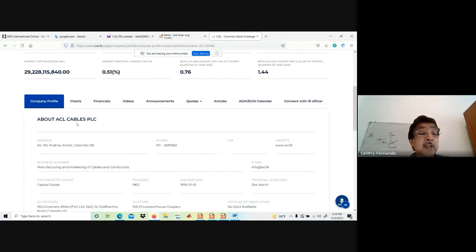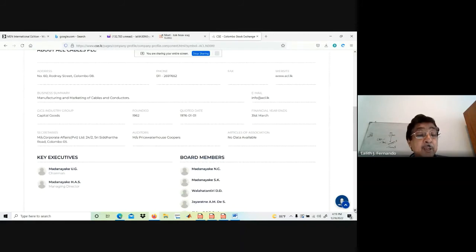And you can get some idea from the company profile also, you can go through here. It is in the sector of manufacturing and marketing of cables and conductors. That is the manufacturing sector, and the industry group is capital goods. Founded in 1962. It was quoted on the Colombo Stock Exchange on 1st January 1976. Its financial year ends on 31st March. And all other details are given here.